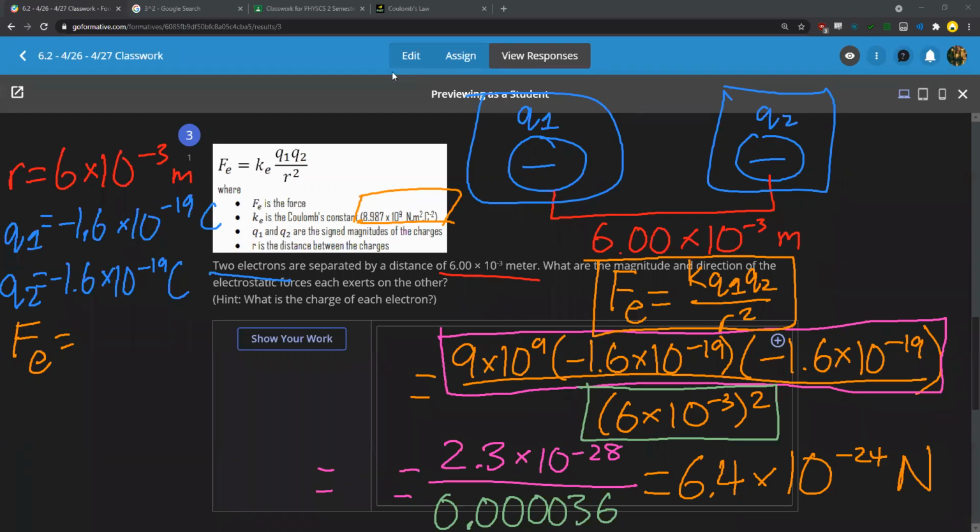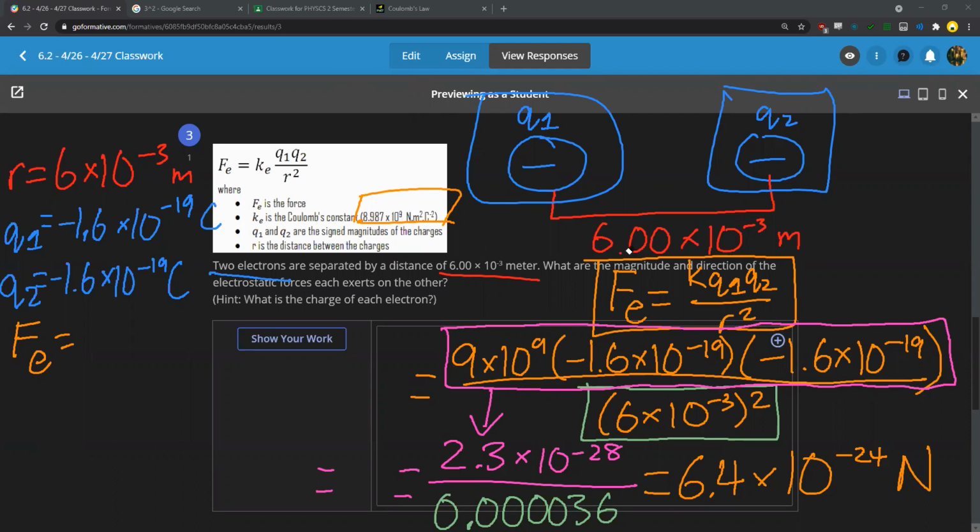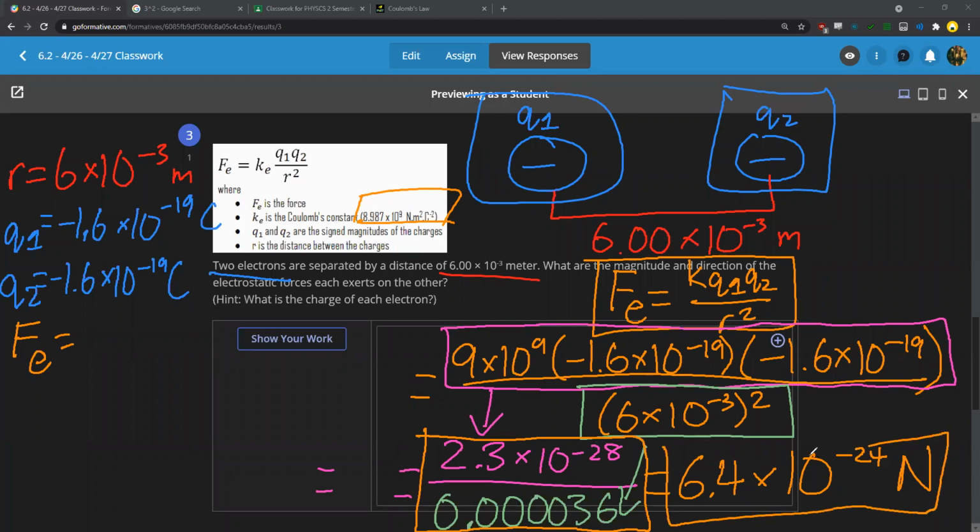Then after you plugged in everything, you multiply the top part of your substitution, right? You multiply that entire top part, you get 2.3 times 10 to the negative 28. What you do after is you square your denominator, and then you get the number over there. And then you basically divide 2.3, the numerator, by the denominator, and you get your answer. All right. Any questions about that?